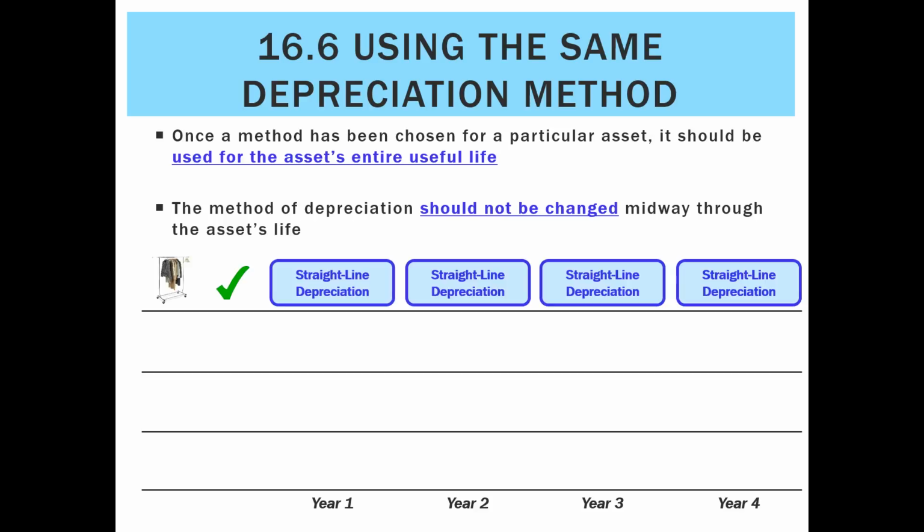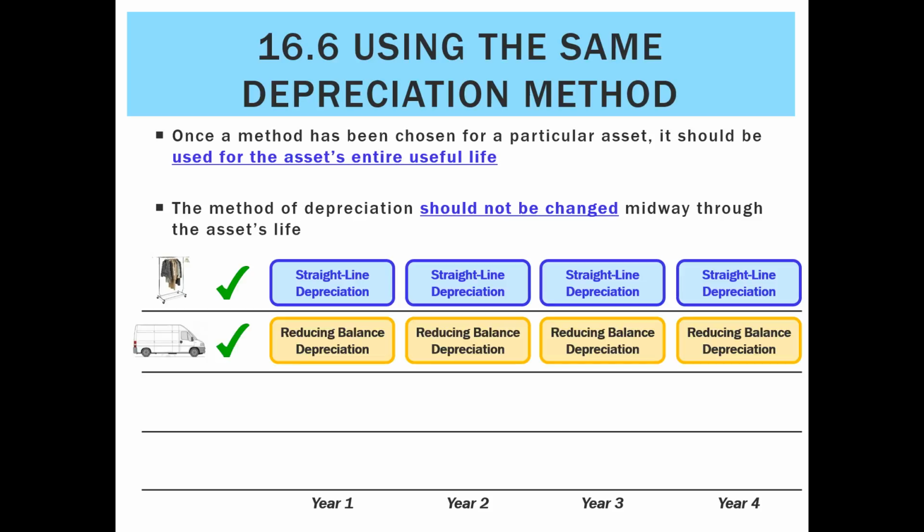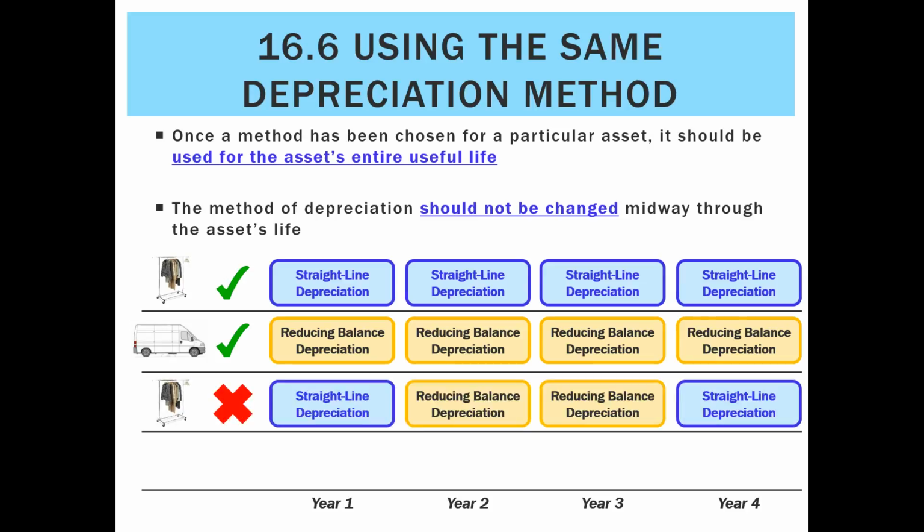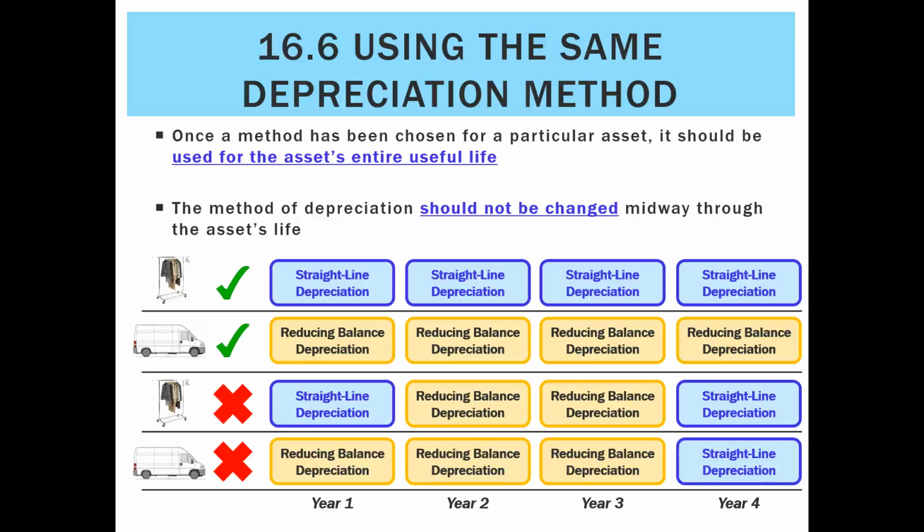What we want to do is say if I've got shop fittings, coat hangers and racks and so on, let's use straight line depreciation year 1, year 2, year 3, year 4. If I've got a delivery van or a car, I should use reducing balance in year 1, year 2, year 3, year 4. If I've got shop fittings and I use straight line in year 1 and then change it to reducing balance and then go back to straight line in year 3 and then finish up with reducing balance in year 4, that's wrong. That's not the right thing to do. We can't chop and change methods, and we'll talk about why in a second.